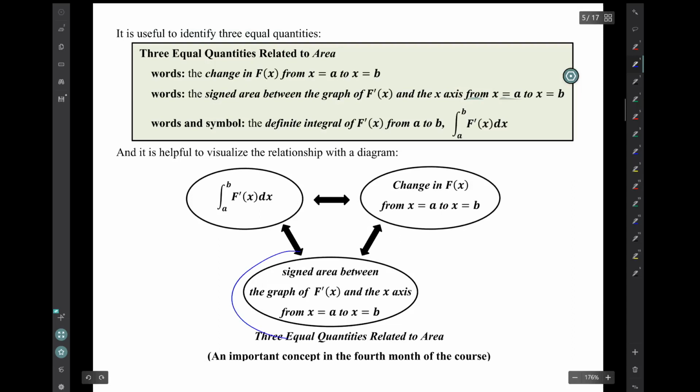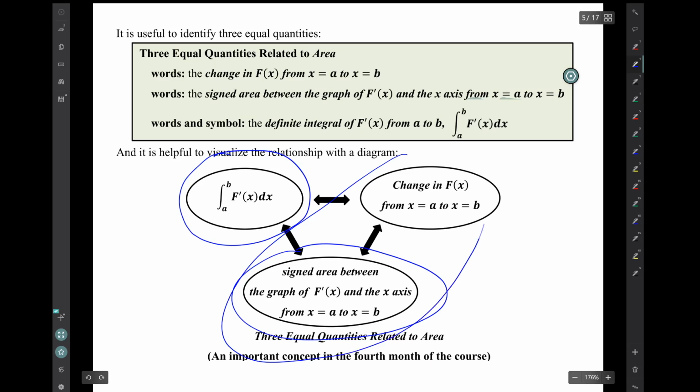So you're asked to find this, you have to make the connection that you find that area by doing a definite integral, and then in being asked to interpret the result, you're being asked to make this connection, that signed area is equal to the change in the value of capital F.